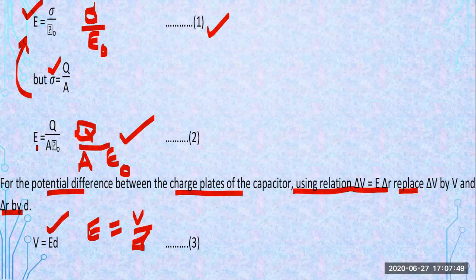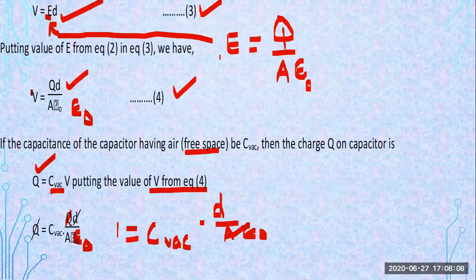But when there are charges and electric intensity exists between the two plates, which are separated at a distance d, then there will be an electric potential difference. It is calculated using this formula. We put the value of E, and then we calculate the potential. So we are heading towards the capacitance of the capacitor.